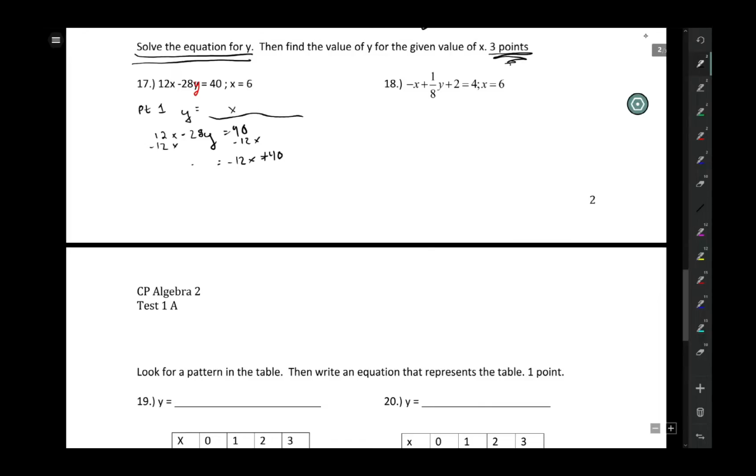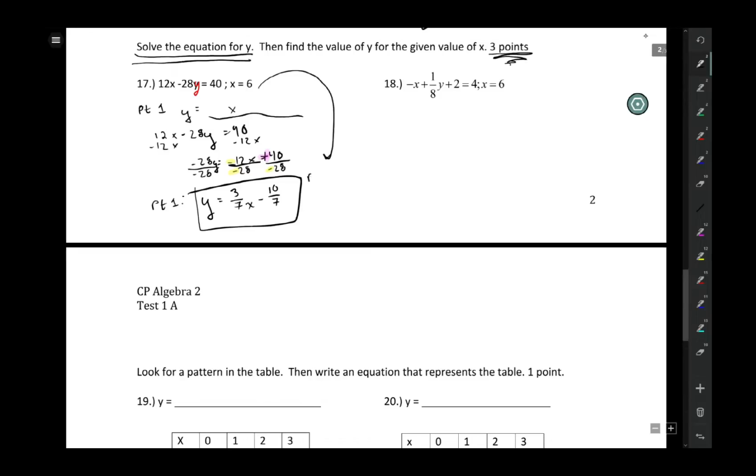Plus 40 equals negative 28y. Divide everything by negative 28. Okay, so y is equal to our negative 12 divided by 28, which is 3/7. And 40 over 28 is 10/7. Make sure your negatives and such are kept track of. This is a negative over a negative, so it's positive. This is a negative over a positive, so it's negative. And again, that is your part one point.